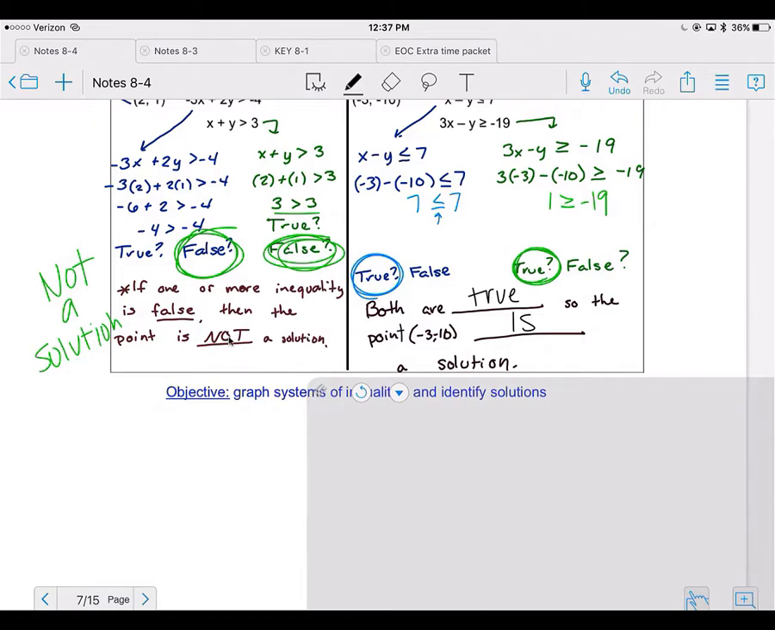Now, we have an example where both don't work and where both do work. There's also a time when you get one that works and one that does not work. All you're looking for is one false. If even one of them is false, then it is not a solution.